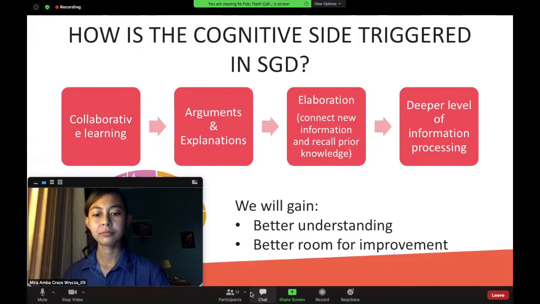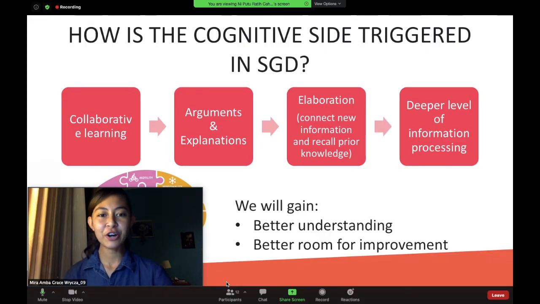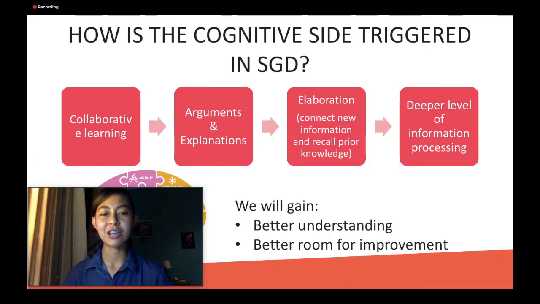Next. So how exactly is the cognitive side triggered in small group discussions? Well, as we know, a small group discussion is a form of collaborative learning where a group of students come together to explore a course material.